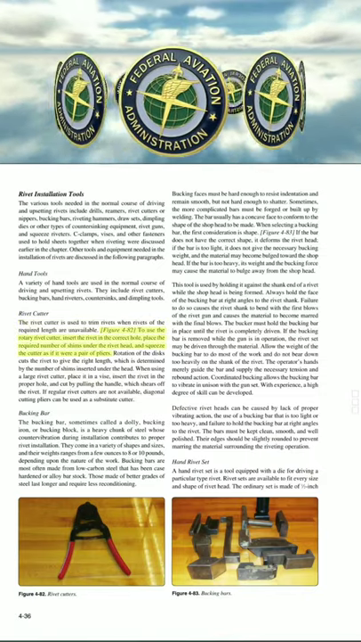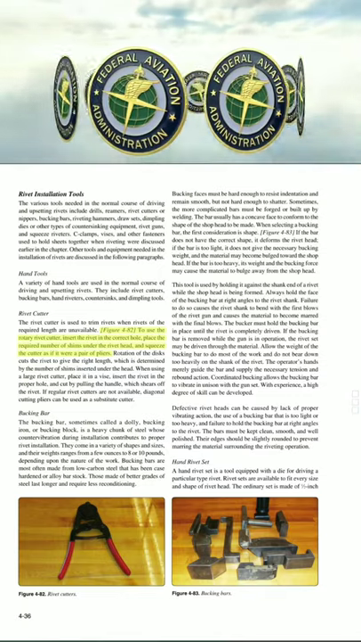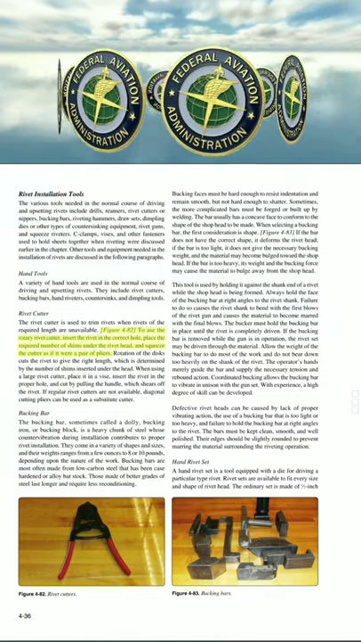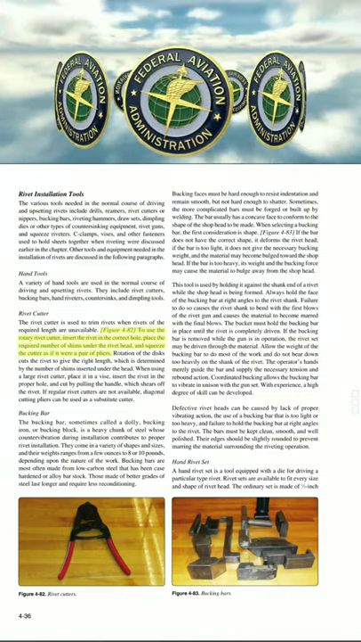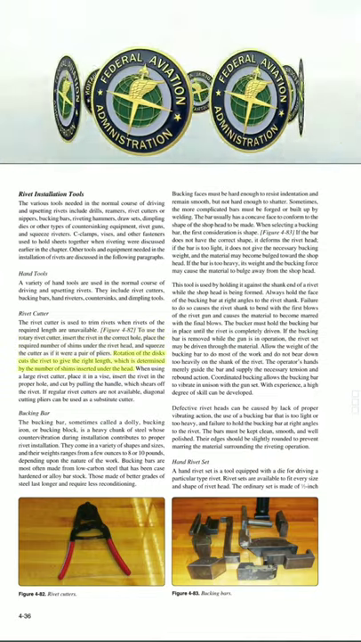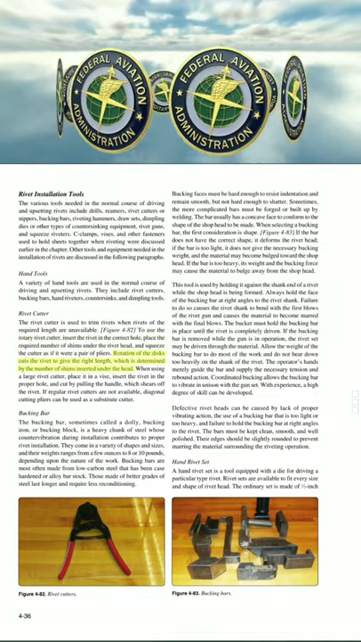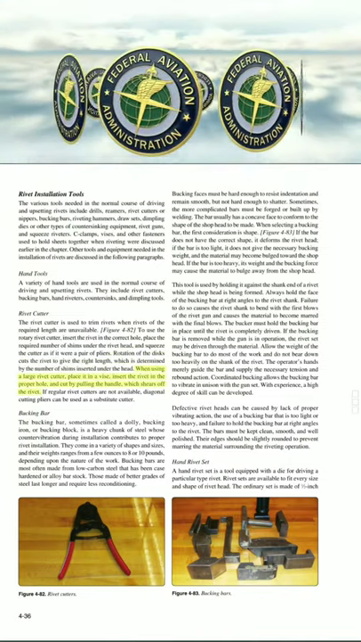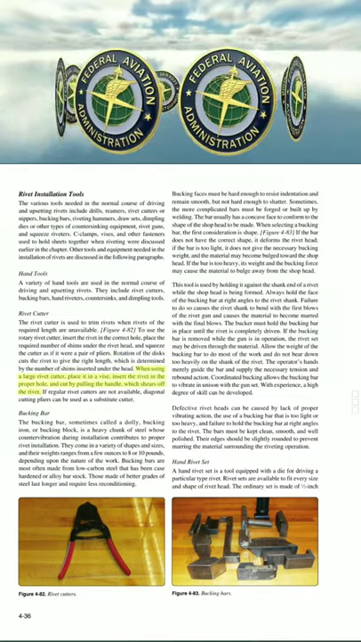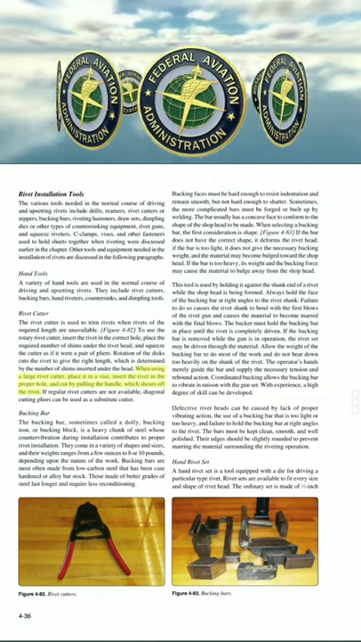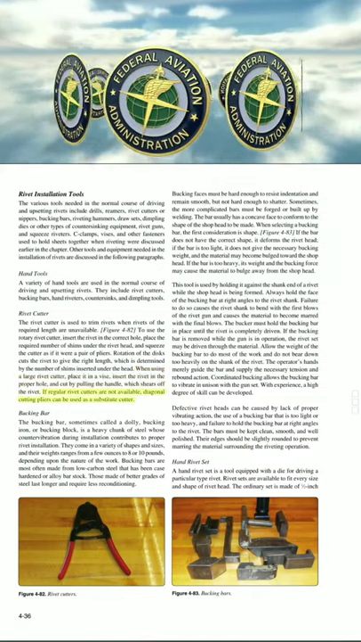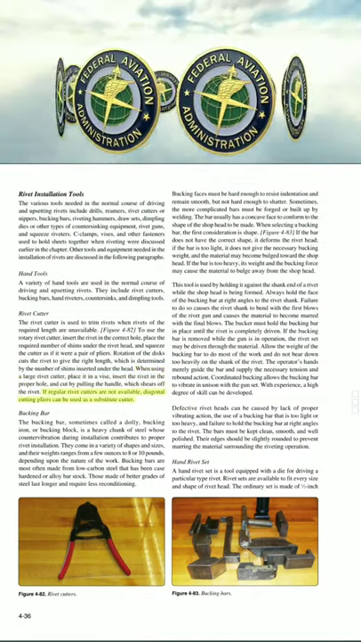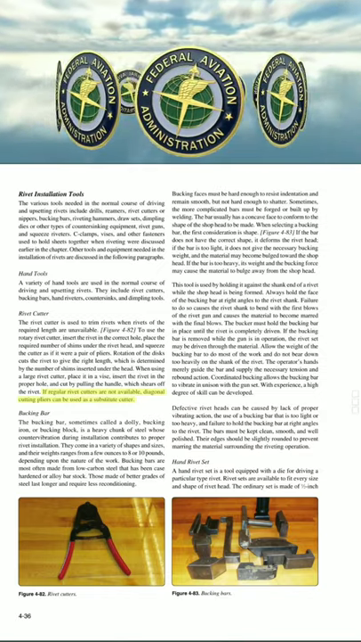To use the rotary rivet cutter, insert the rivet in the correct hole, place the required number of shims under the rivet head, and squeeze the cutter as if it were a pair of pliers. Rotation of the discs cuts the rivet to give the right length, which is determined by the number of shims inserted under the head. When using a large rivet cutter, place it in a vise, insert the rivet in the proper hole, and cut by pulling the handle, which shears off the rivet. If regular rivet cutters are not available, diagonal cutting pliers can be used as a substitute cutter.